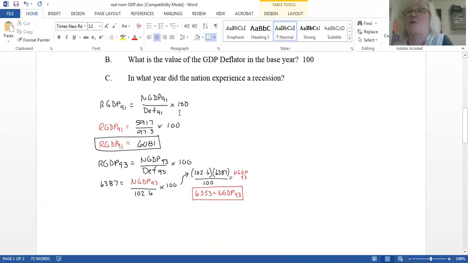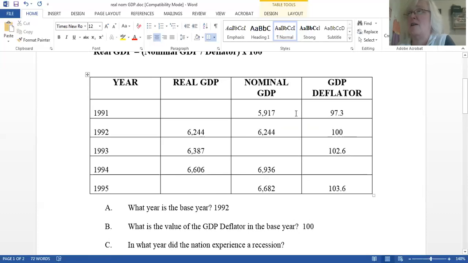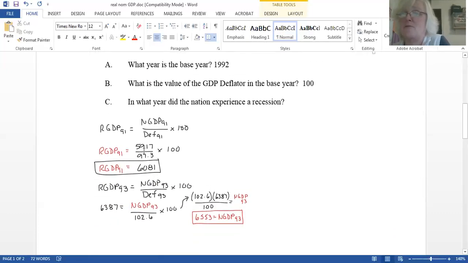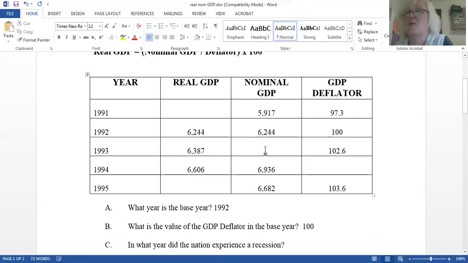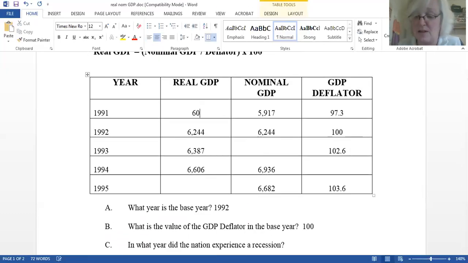I've set up my formula and my equation. Real GDP 91 is going to equal nominal GDP 91 divided by deflator 91 times 100. So I go ahead and plug in my 5917 and 97.3. 5917 divided by 97.3 times 100, and I get real GDP 6081. So I'm going to come up here and type in 6,081. They use the commas, so I guess I'm going to do that. There we go. Okay. So now we can skip 1992 because it's already filled out.